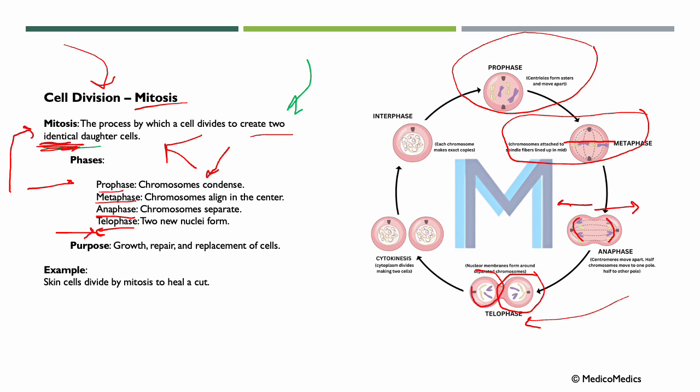So you're beginning to see that it's becoming two. So during telophase, two new nuclei form. And the general purpose of mitosis is to generate growth, repair, and replacement of cells. For example, our skin cells divide through mitosis to heal when we get a cut. So mitosis is how your body makes new cells to grow or replace old ones.